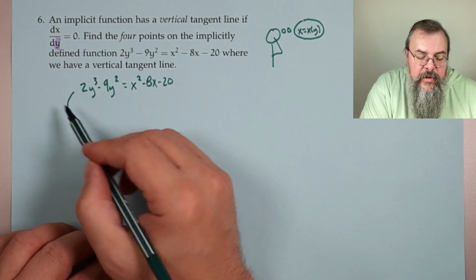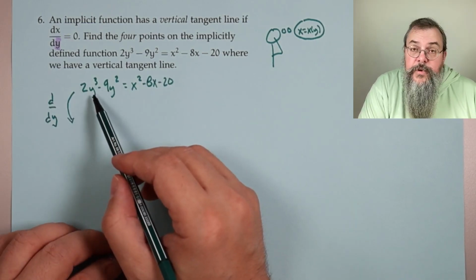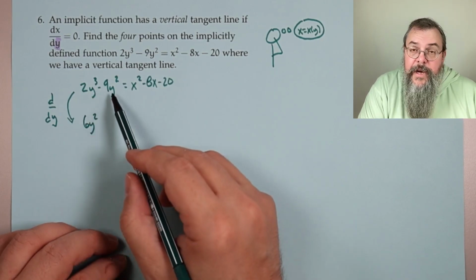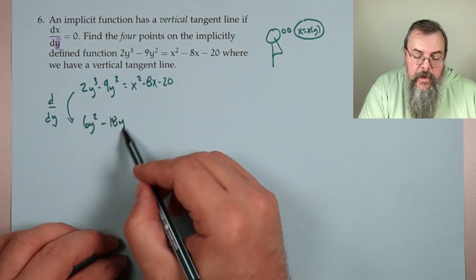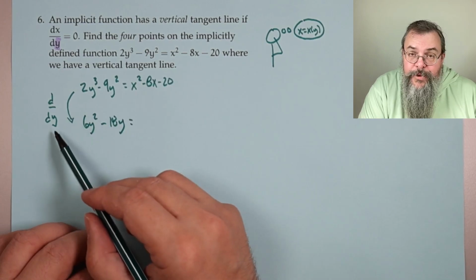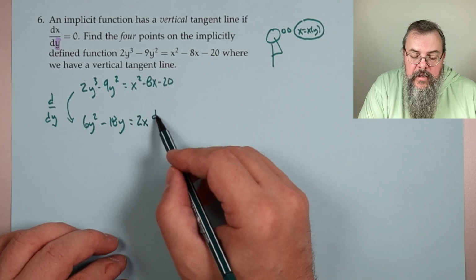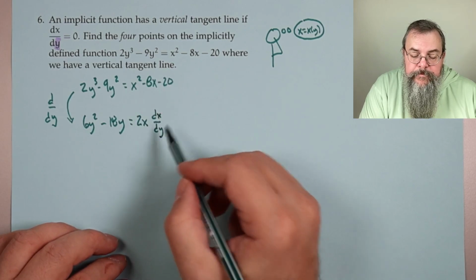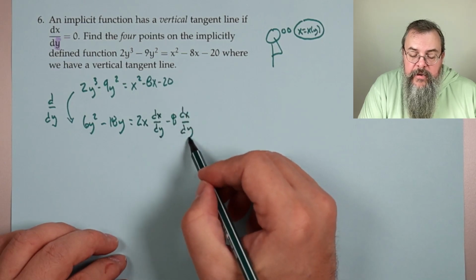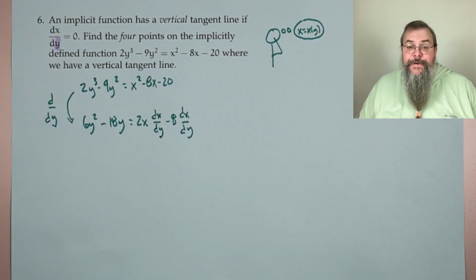And we're going to take the derivative with respect to y. Derivative of 2y cubed, 6y squared. Derivative of 9y squared, 18y. Derivative of x squared, well, remember, we're taking the derivative with respect to y. x is a function of y. So it's 2x times dx/dy, minus 8 times the derivative of x with respect to y, and derivative of 20, 0.